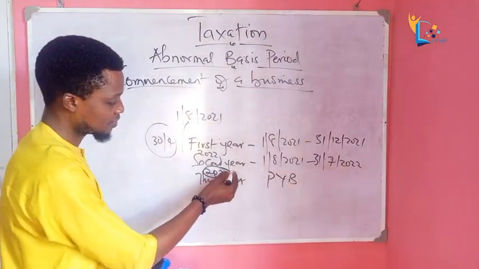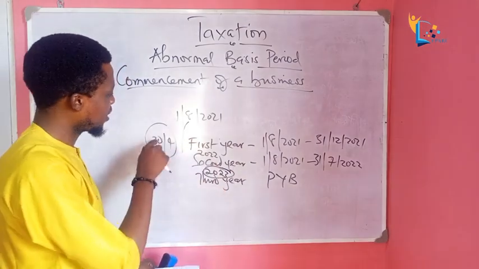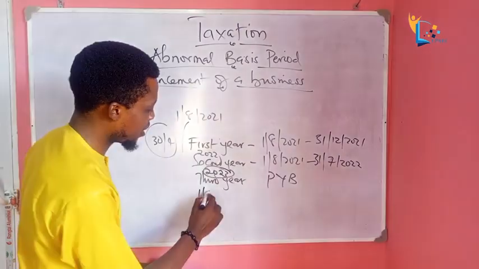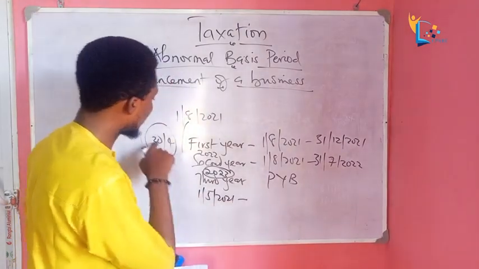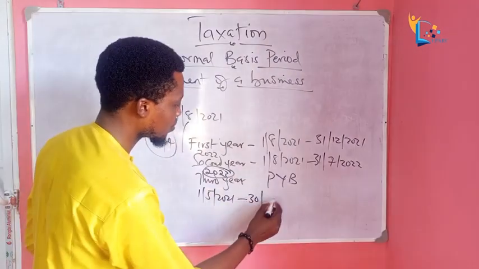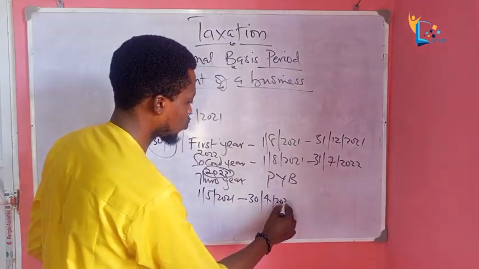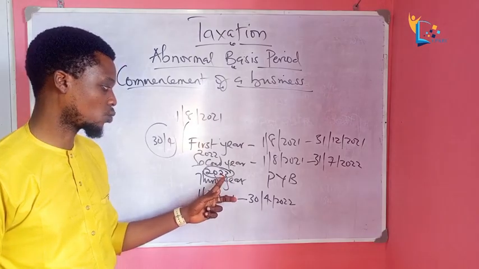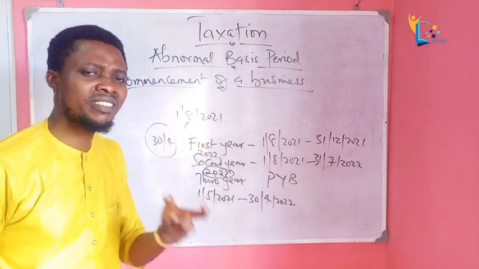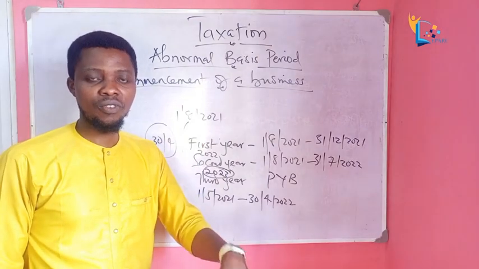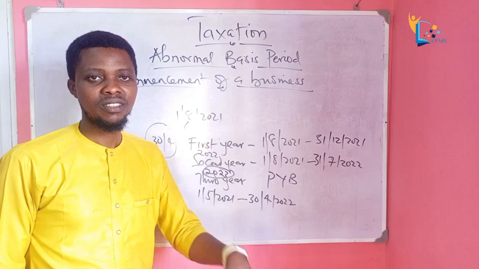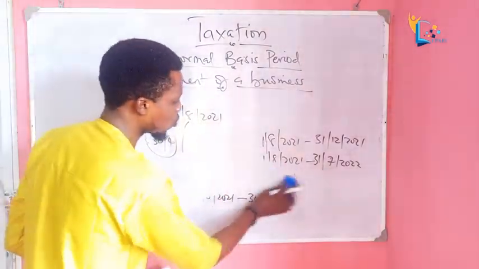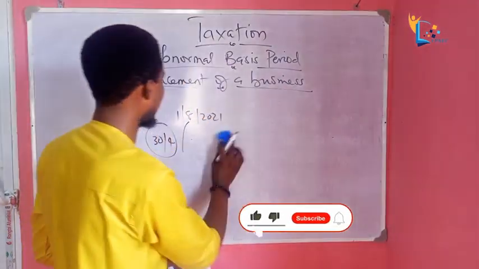This is 2023, right? The preceding year basis now will be 1st of May 2021 to 30th of April 2022. This is the preceding year basis for 2023. So preceding year basis is the year before the current year of assessment. Okay, this is just a rough illustration. So we're going to look at an example that will help us understand it properly.